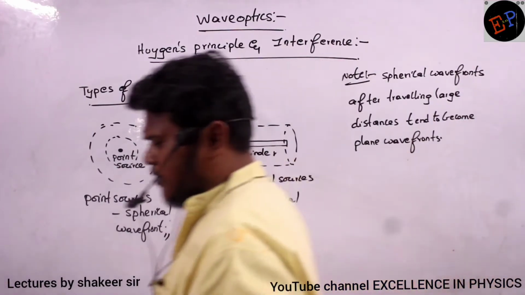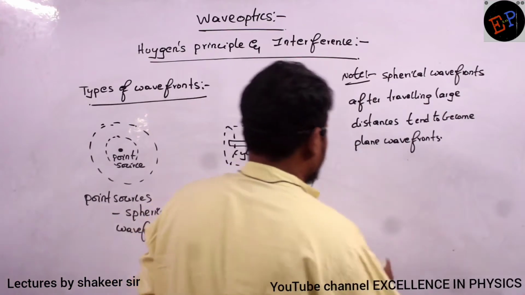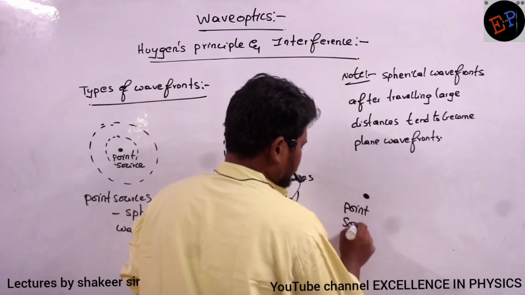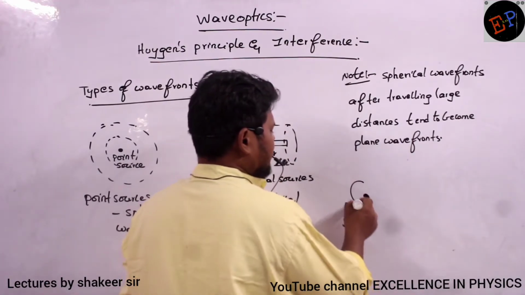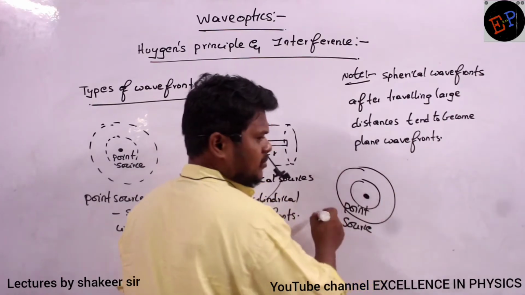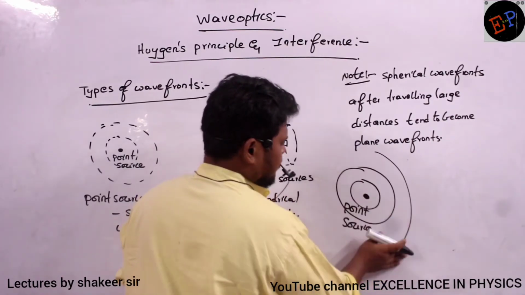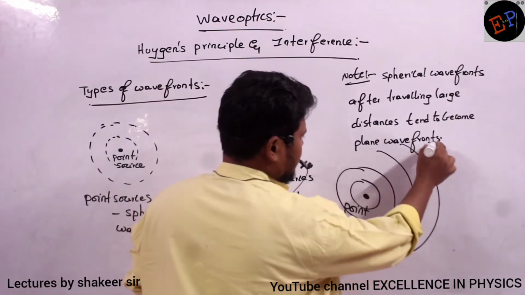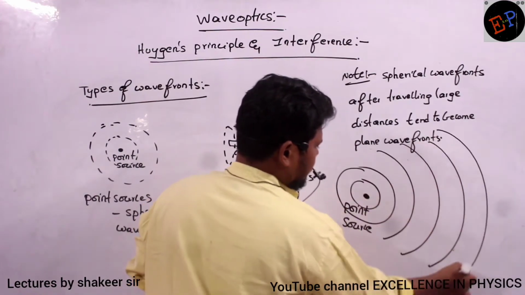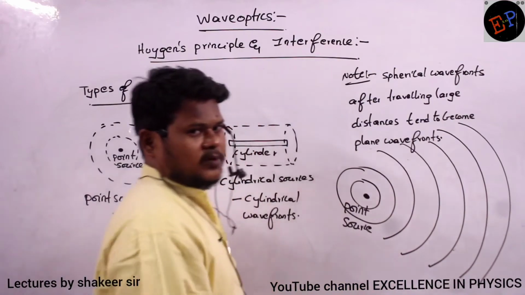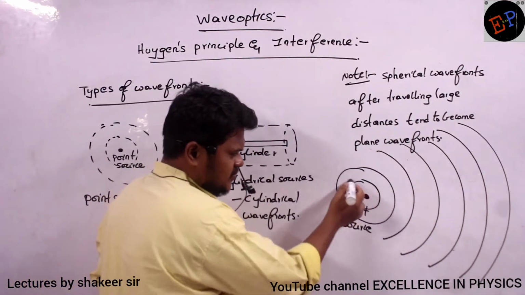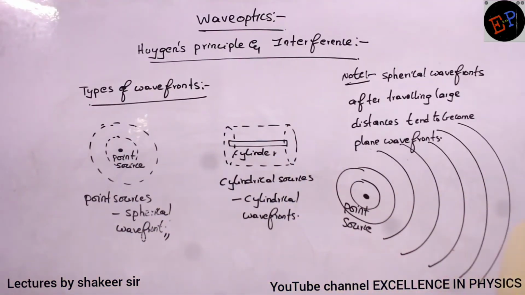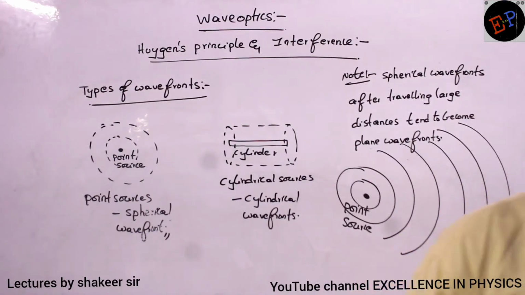Now let us see what is the meaning of this. For example, this is a point source. So this gives wavefronts in every direction. Like this kind of wavefronts will be formed. Now can you say what is the difference between this first wavefront and the last wavefront? Size. Radius.